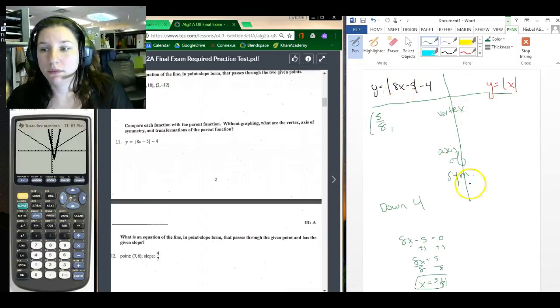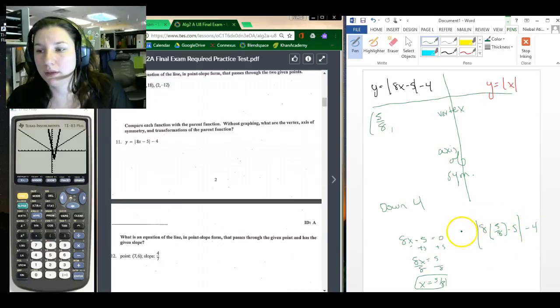and then if the x is 5 over 8, that's going to be, just make sure you can see all the work here, 8 times 5 over 8 minus 5, take the absolute value minus 4, right? So 8 divided by 8 simplifies to 1. 5 minus 5 is 0. The absolute value of 0 is 0, so our y is -4. So there's my vertex. Your axis of symmetry is going to be that x value.